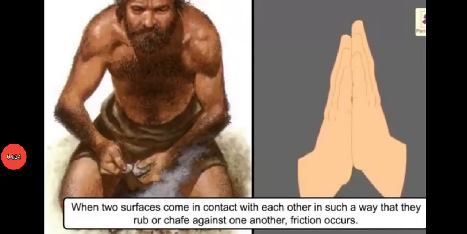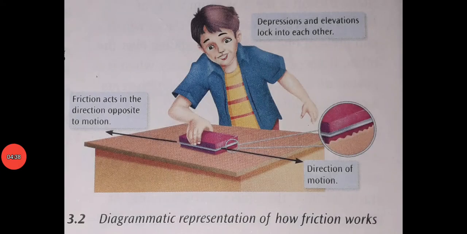Now let's discuss some characteristics of friction. Number 1, friction always acts in the direction opposite the motion. So, unless the force that is moving the object is enough to overcome the frictional force, the object will come to a stop. That is why a rolling ball stops on its own after rolling for a while.